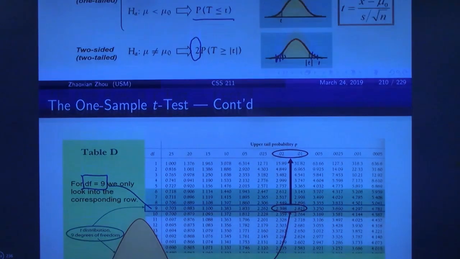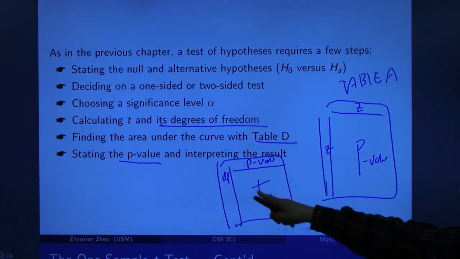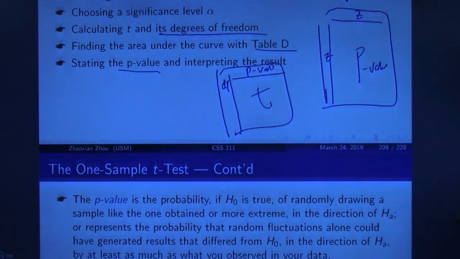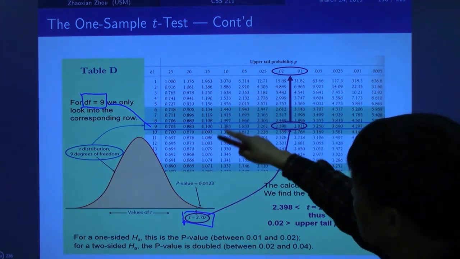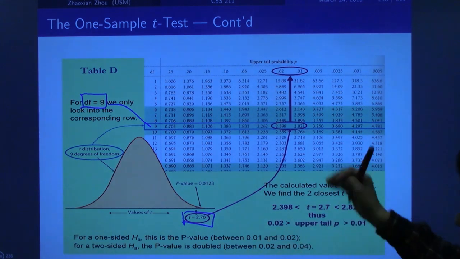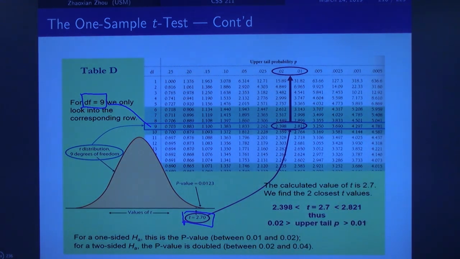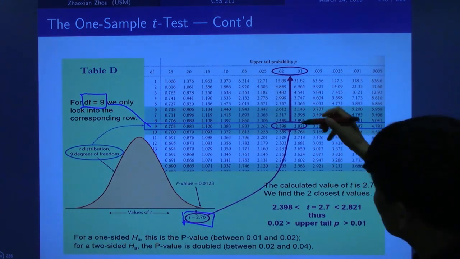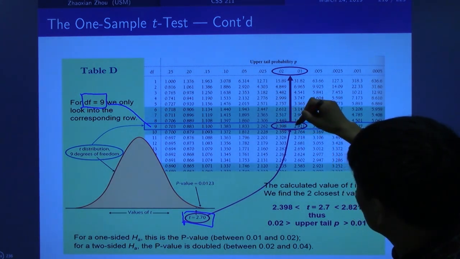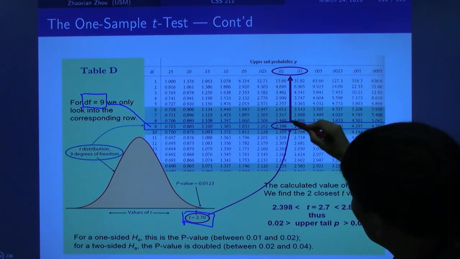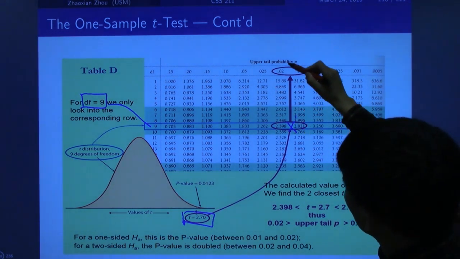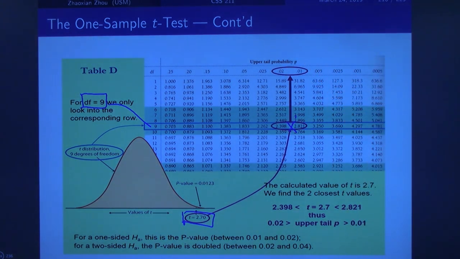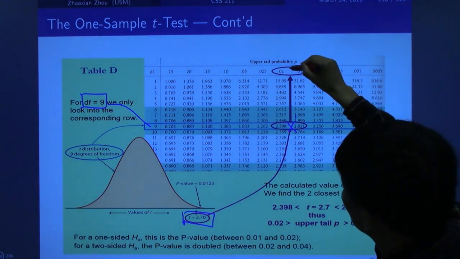As we said, in this table D, the t is in the center. The p-value is on the top. Because we know t equals 2.7, we are looking for 2.7 in the center of the table. Because all those data are very discrete, we most probably cannot find exactly 2.70. So we only look at this line. This one is 2.39, this one is 2.82. So 2.7 must be somewhere in the middle between these two numbers. Then, correspondingly on the top, the p-value will be between 1% and 2%, so it will be somewhere here.